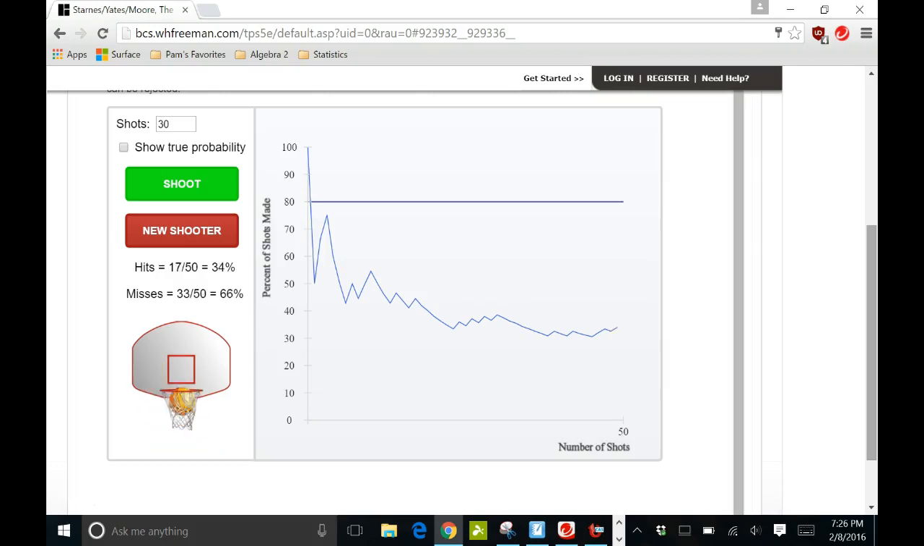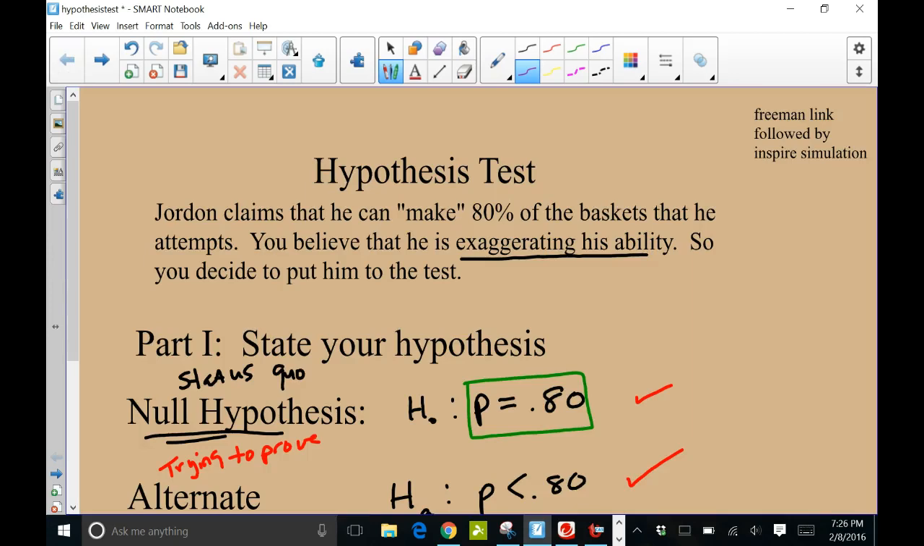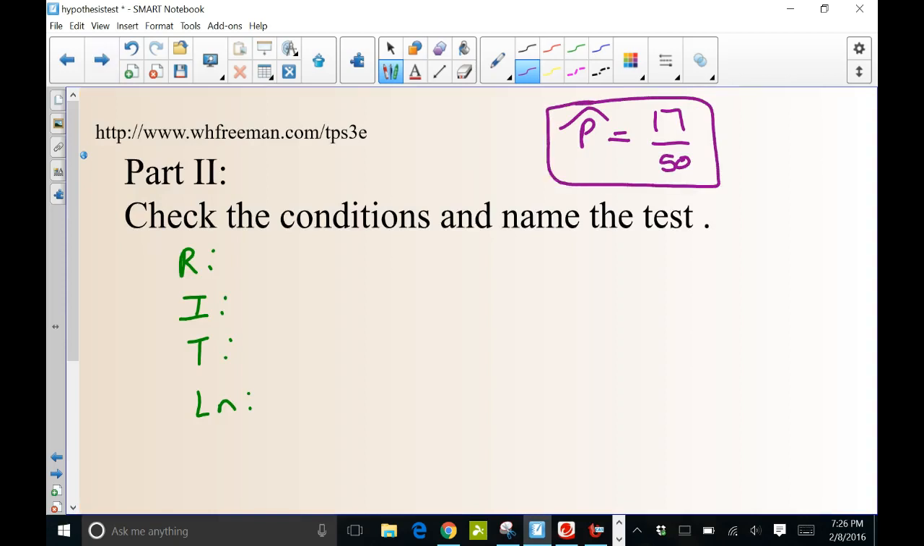I hate to say this, I think Jordan stinks. If we look at that line on the top, that at 80, that's what we claim it is. And Jordan took 50 shots and he got 17 in. Ouch. So I'm going to make a note up here that our evidence is that he got 17 out of 50. Just like a trial, we're assuming that the person is innocent, or what they claim is true, which is this 0.80, but this will be our evidence to try to prove the alternative, which is that he actually gets less than 0.80.